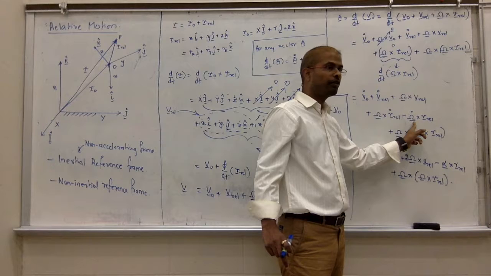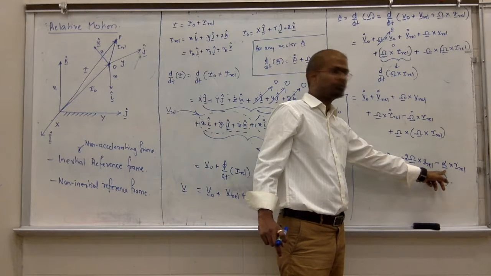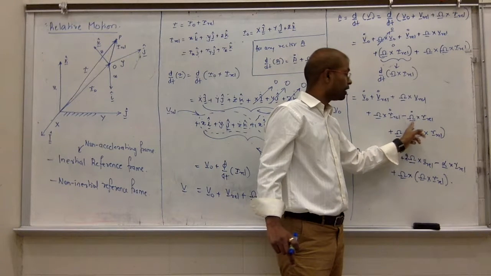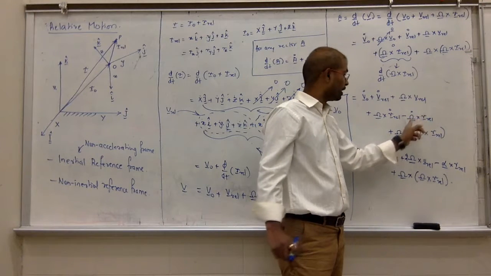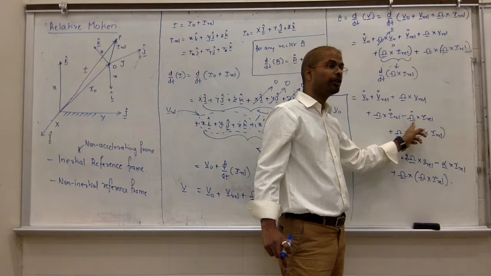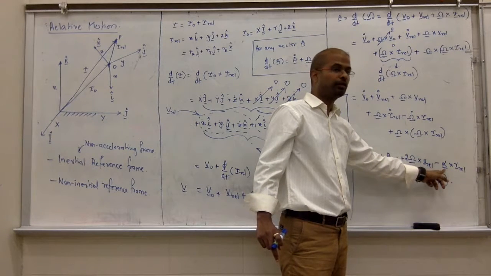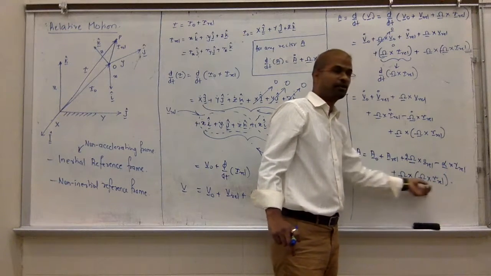Omega itself is angular velocity. This becomes angular acceleration. This cap omega, everybody understands that cap omega? That is angular velocity. When you take the derivative of angular velocity, it becomes angular acceleration, which is denoted by alpha, crossed with r relative, and this term remains as it is.